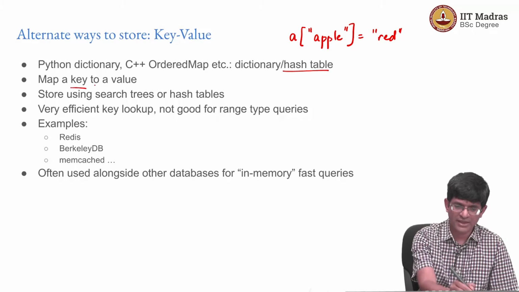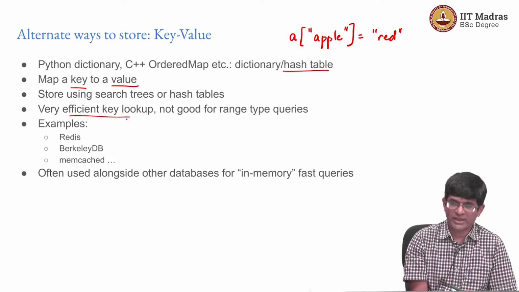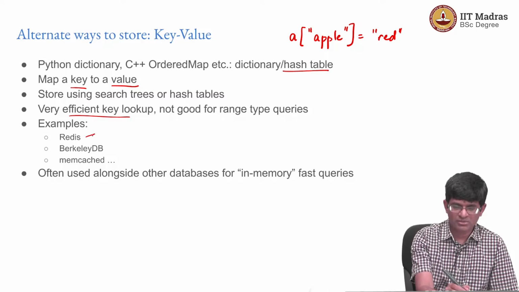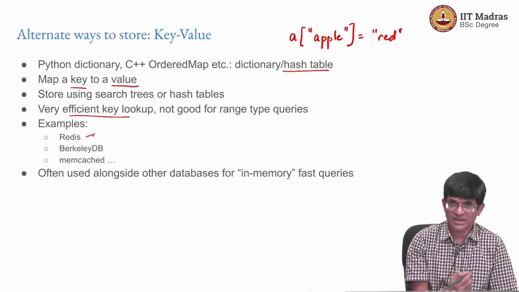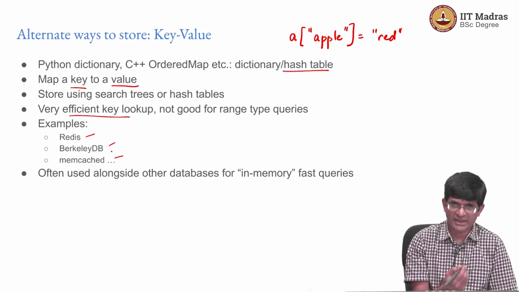It maps a key to a value, and they are very efficient at key lookup but not very good for range type queries, okay? Once again, you might have come across this term called Redis. Redis is usually used as a very efficient key value store. There's also memcached, right, which is used for something similar. The Berkeley DB is something much older but again has a similar kind of behavior.